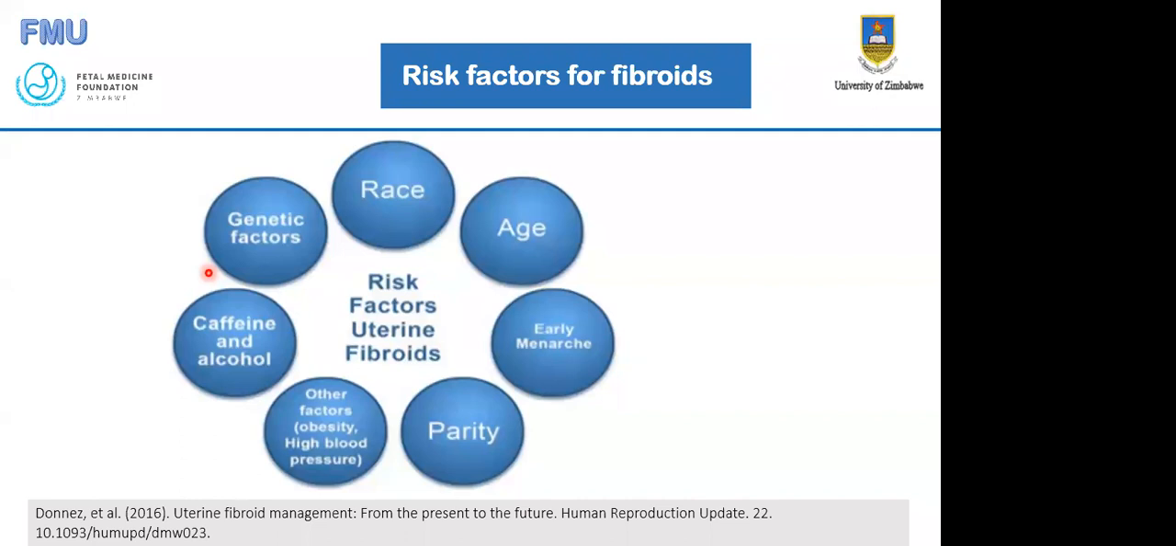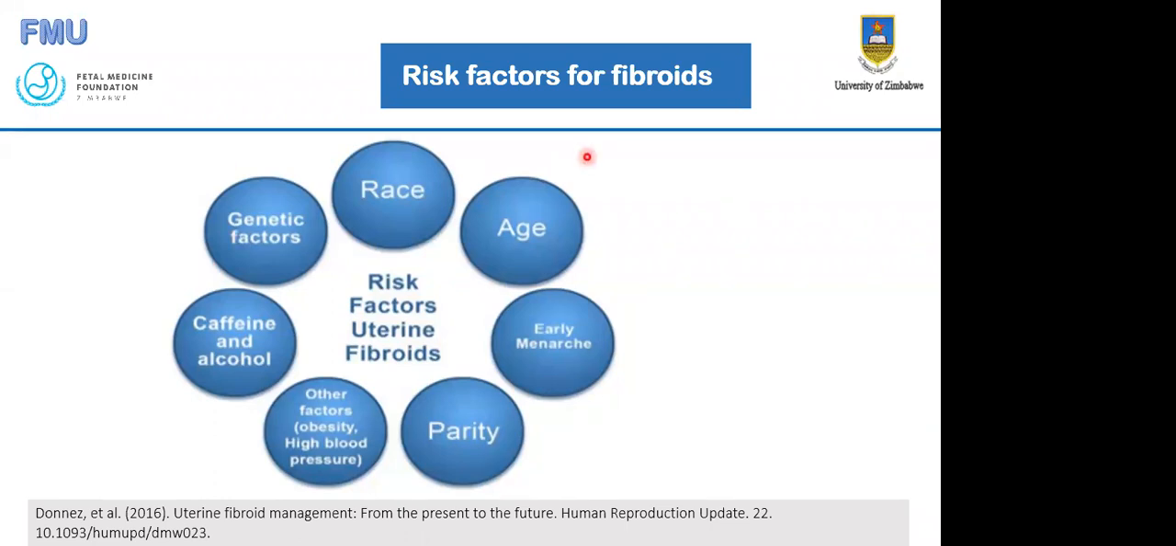And there are other factors like obesity, high blood pressure, caffeine, and alcohol. They all may contribute to the increased risk of fibroids. Why are we sharing this information? They are part of history evaluation. Then I'll come to this slide of terms and definitions.